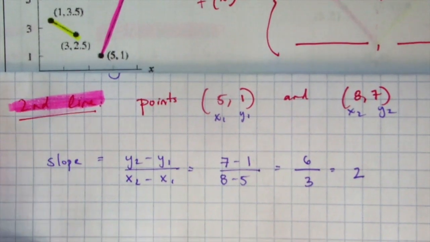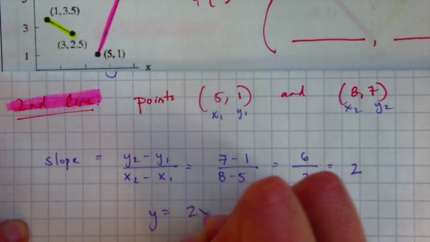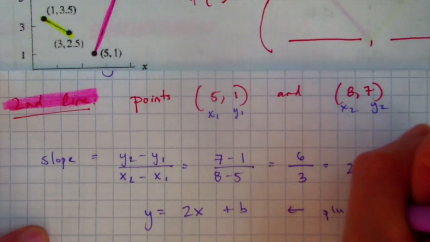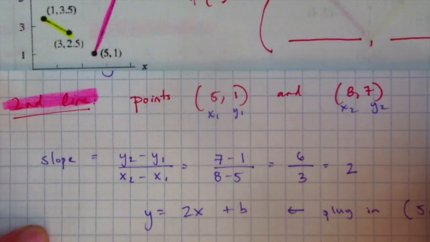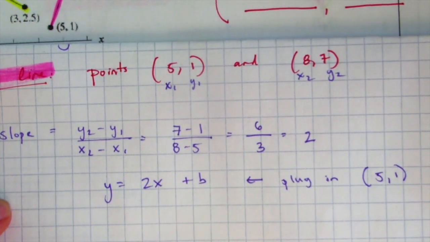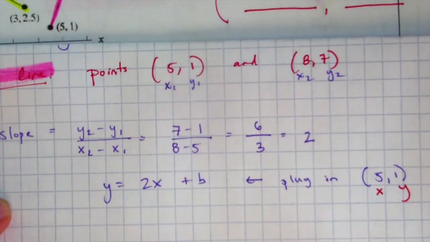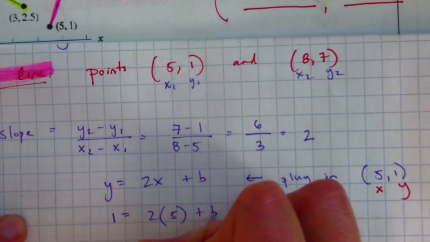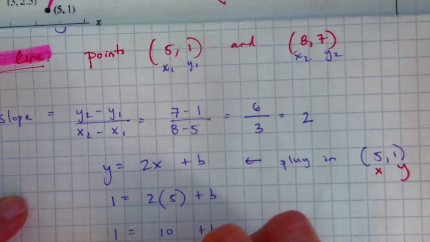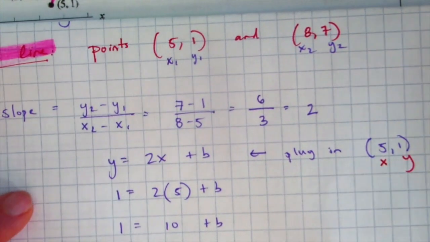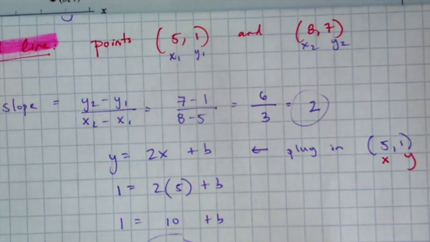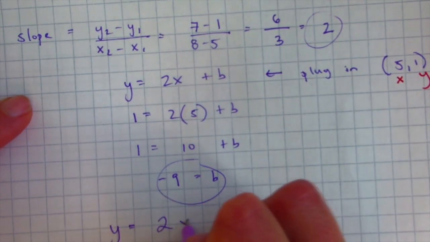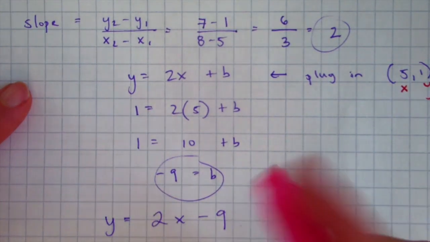We go ahead and plug that into our equation. y equals 2x plus b. And then to solve for b, we're going to plug in a point. I'm going to do (5, 1). 5 is my x value, 1 is my y value. I have 1 equals 2 times 5 plus b, and I get b equals negative 9. Great, I have my slope, I have my y-intercept. Let's put it together. y equals 2x minus 9 is the equation of my second line.